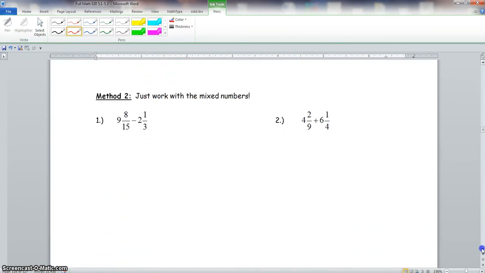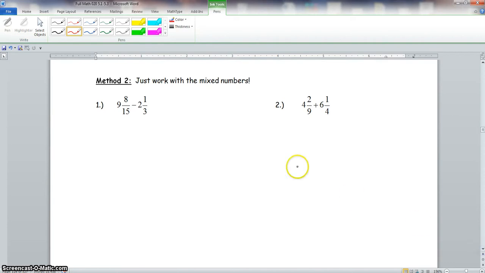Now down here we have method 2. Now a lot of times I do not teach method 2, but I will just for the sake of this problem so you will have more than one way of doing it. Now if you're comfortable with method 1, you could just use method 1. But in order to do method 2, you must first write this vertically. So you have 9 and 8/15 minus 2 and 1/3.